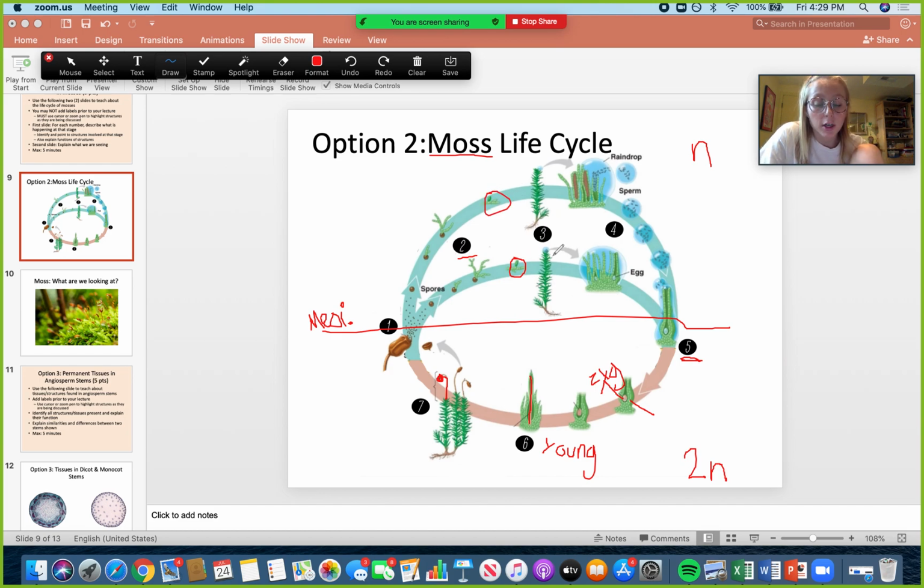Now, after maturing more, this is the male gametophyte. This is the female gametophyte. The male gametophyte is called an antheridium. The female gametophyte is the archegonium. Both the male and female divide using mitosis to produce sperm and egg.